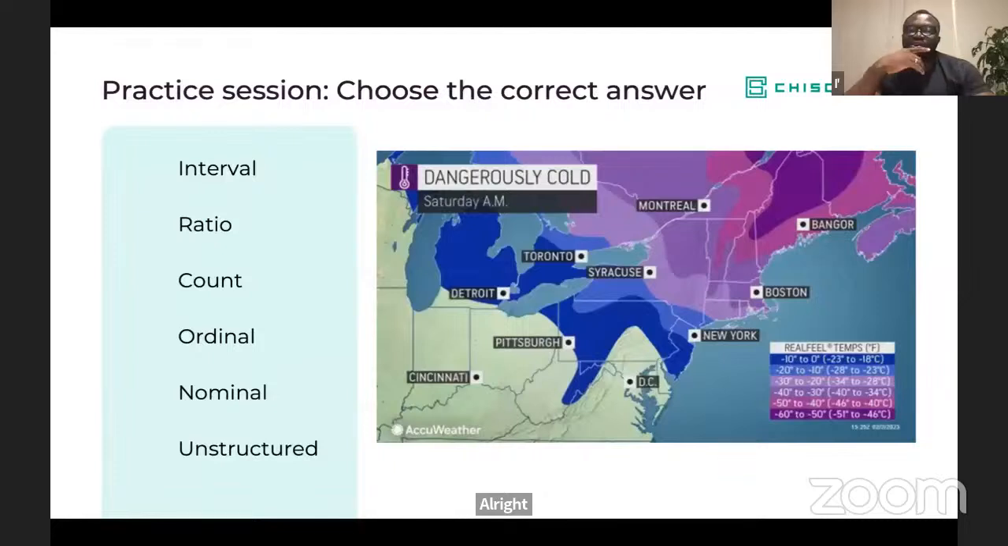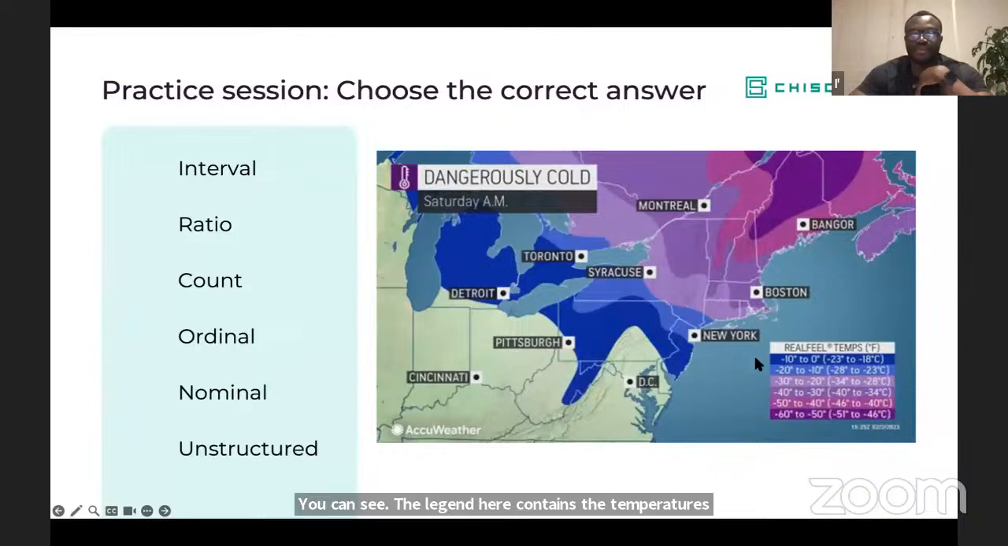All right. What kind of variable is this? This is the temperatures in this geographic area. You have the temperatures listed here. You can see the legend here contains the temperatures that correspond to the various colors. What kind of variable is this from what you can see here?